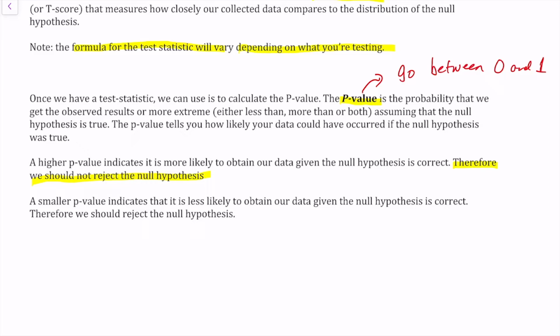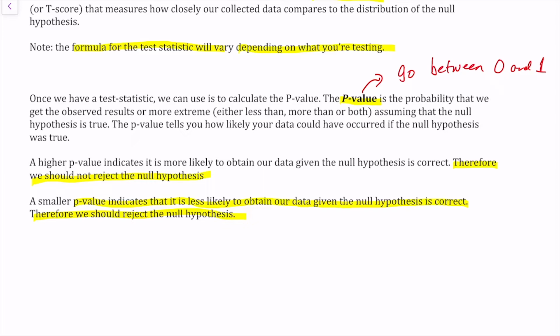If our p-value is small, what that means is that it is very unlikely for us to obtain this sample given that the null hypothesis is correct. So that means either we got really lucky, or our null hypothesis is wrong. Well, in stats, we don't believe in being super lucky. So that means that, yes, our null hypothesis is incorrect. Therefore, we should reject the null hypothesis, and we should go ahead and say that, yes, the alternative is the correct hypothesis.